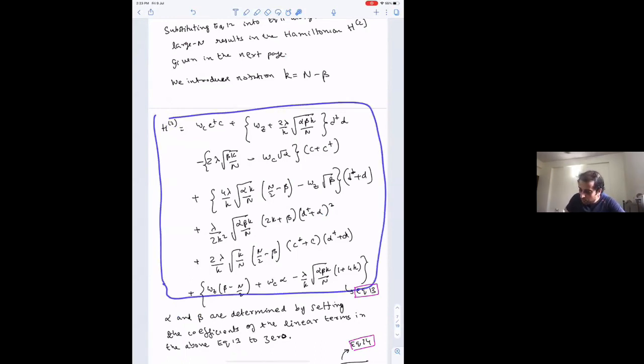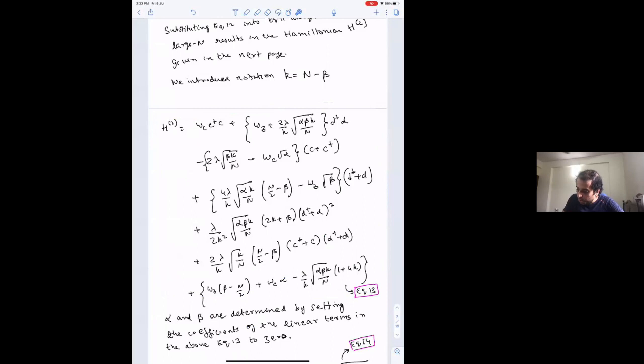Now here, let us pick a linear term. So this is just a linear term, right? This is like doing small oscillation theory, right? If you do small oscillation theory, you set the first derivative to zero, that kind of thing here.